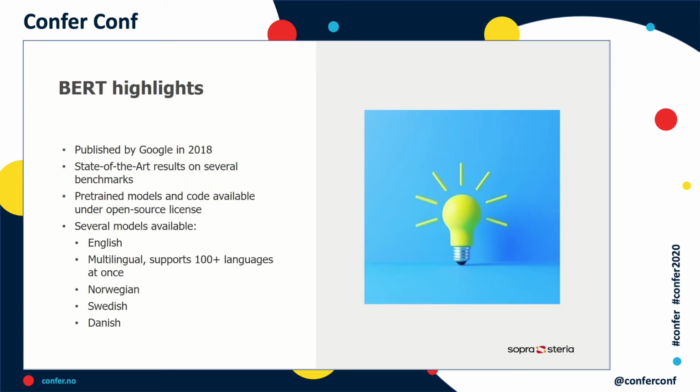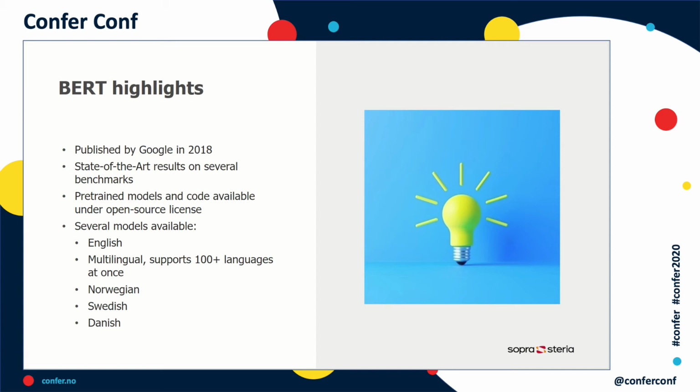So a few highlights about BERT. It was published by Google in 2018, and they have recently actually implemented it to improve search results, for instance. It has achieved state-of-the-art results on several NLP benchmarks, which is all well and good, but quite abstract and quite research-focused. The game changer here is that both pre-trained models and code are available under an open source license, where you can do basically anything with them, like commercial use or modification or anything really.